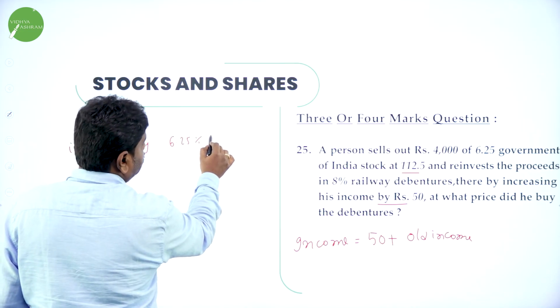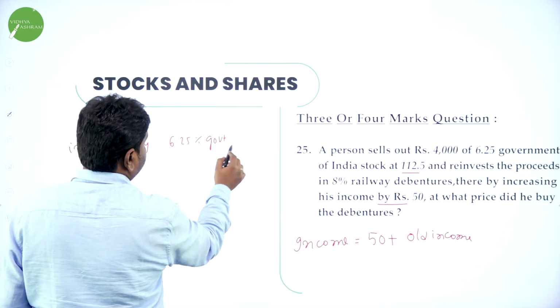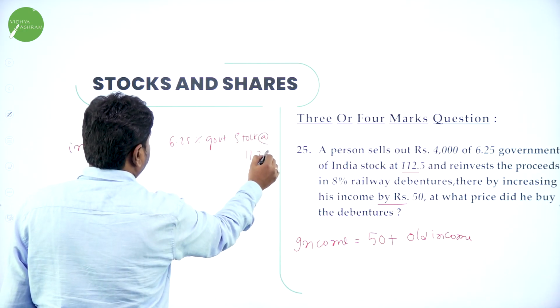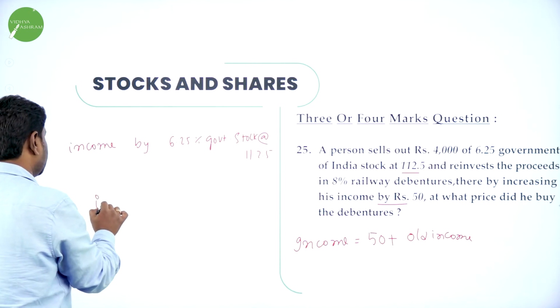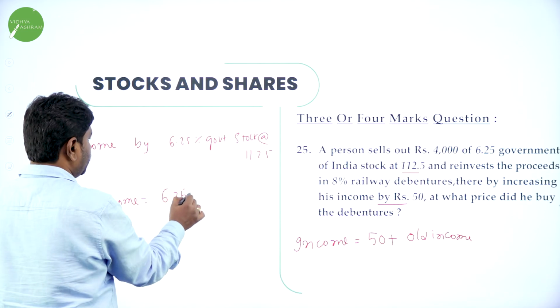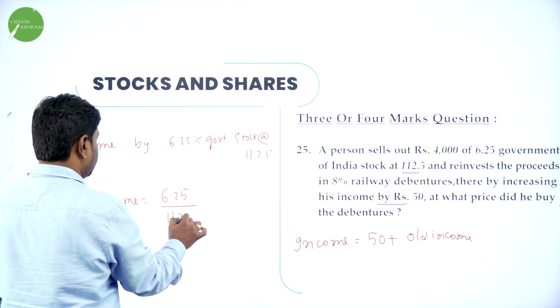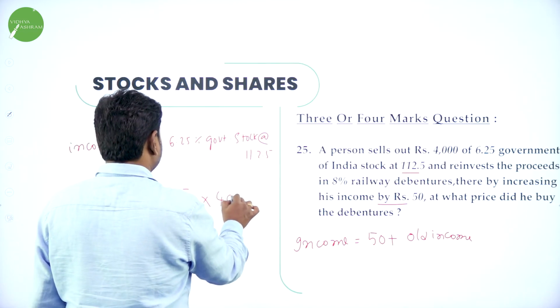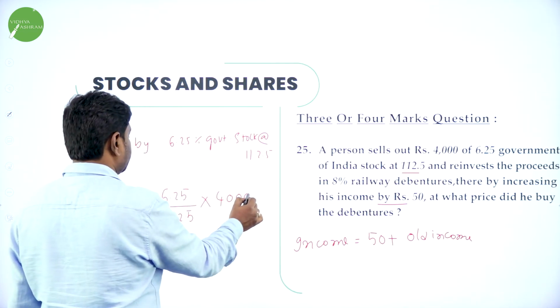6.25% government shares, stocks, at what? Rupees 112.5. How to calculate income? All of you know income is equal to rate of interest 6.25 divided by market value 112.5 into amount invested. What is the amount invested? 4,000 rupees. Simplify this, 4,000 rupees.